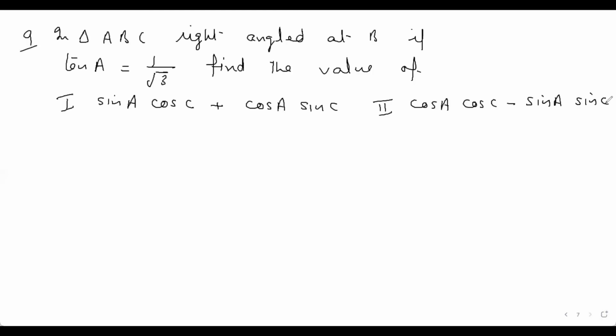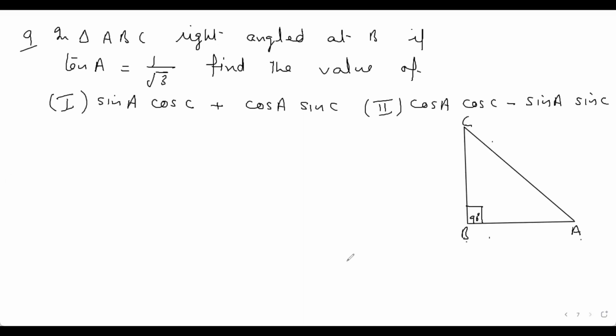Ninth sum. The question is, in triangle ABC, right angled at B, if tangent A is equal to 1 by root 3, find the value of sin A cos C plus cos A sin C. And the second part is cos A cos C minus sin A sin C.